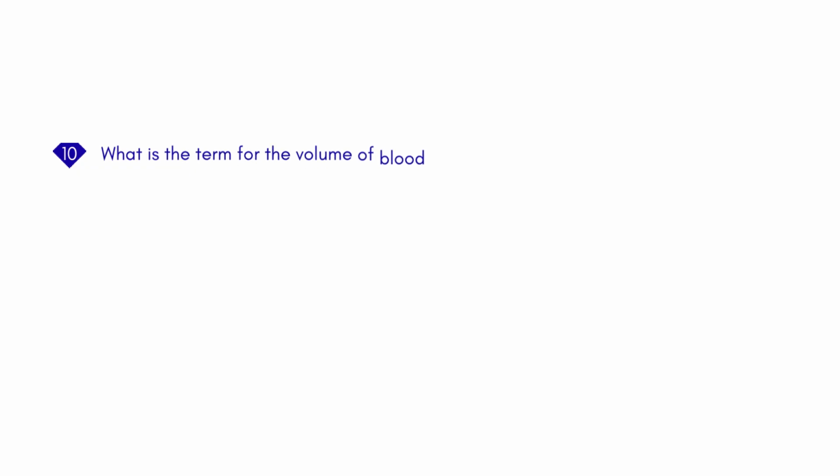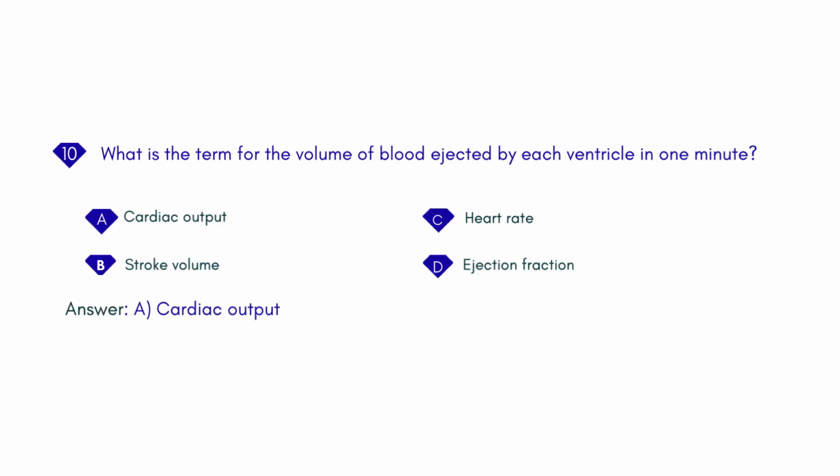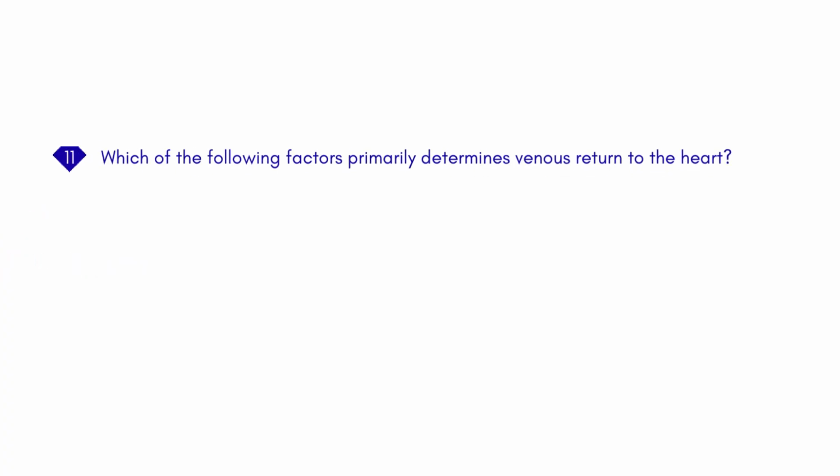What is the term for the volume of blood ejected by each ventricle in 1 minute? A. Cardiac output. B. Stroke volume. C. Heart rate. D. Ejection fraction. Answer A. Cardiac output. Which of the following factors primarily determines venous return to the heart?